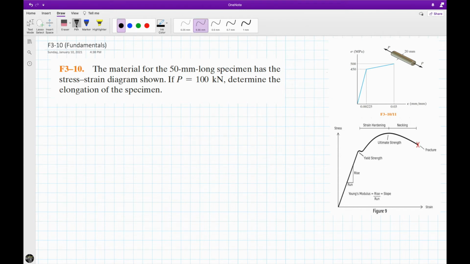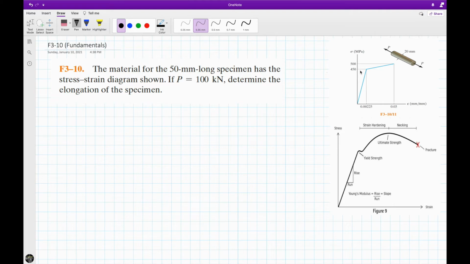In this video, we're going to focus on the 10 fundamental problem from chapter 3. The material for a 50 millimeter long specimen has a stress-strain diagram shown. If P equals 100 kilonewtons, we are to determine the elongation of the specimen.